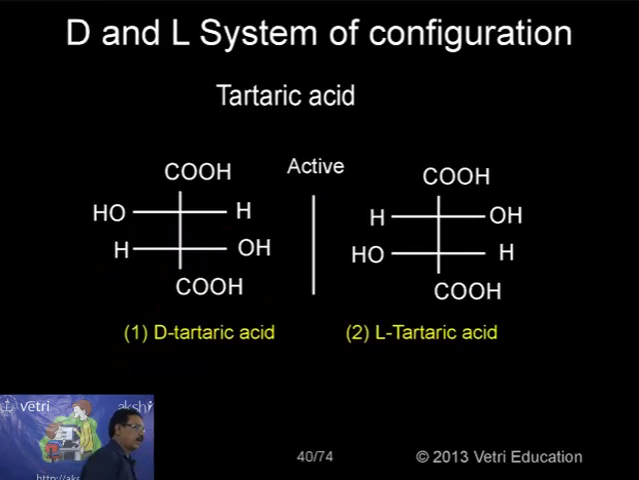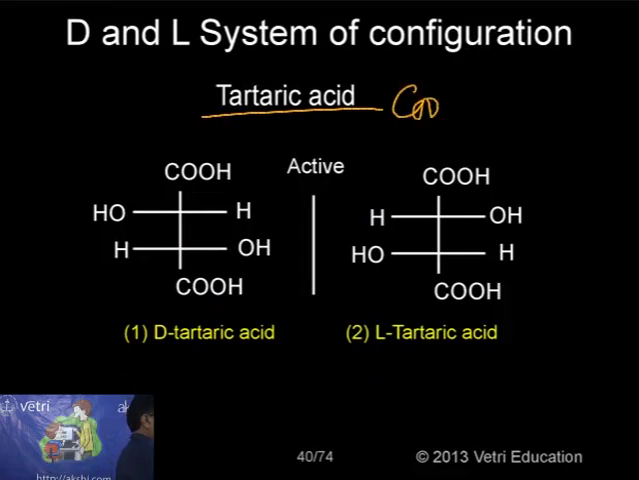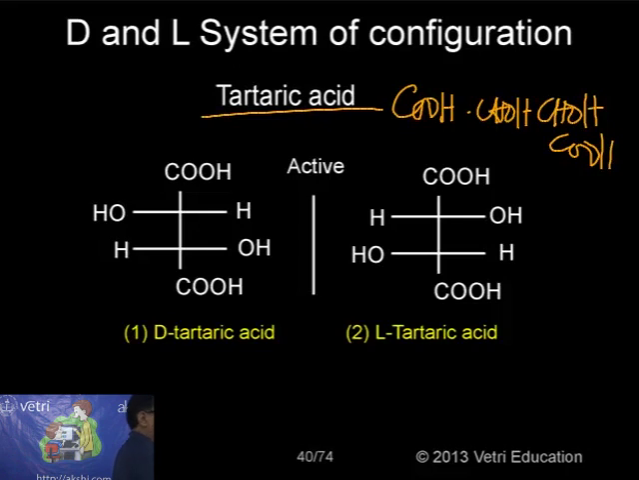Let me take another example. Here I am using tartaric acid. I have taken a specific example. Tartaric acid, you know the formula: COOH, CHOH, CHOH and COOH. That is the formula, and I have written two possible ways here. In one case, this is carbon 1, carbon 2, carbon 3, carbon 4.